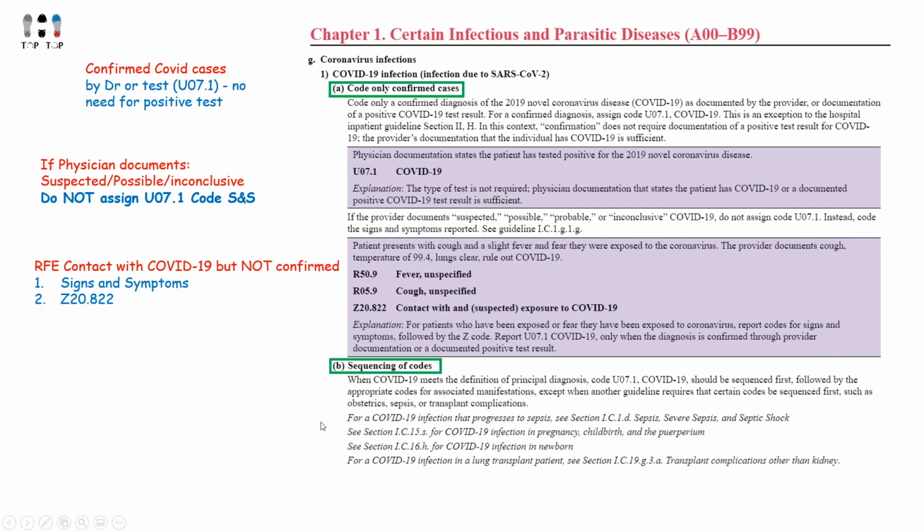Now here's how you sequence the codes. All right, so you're going to code COVID as principal. If the reason for the encounter is COVID, you're going to sequence that first.